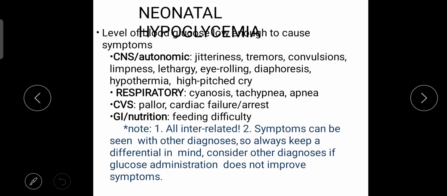Neonatal hypoglycemia means a blood glucose level low enough to cause symptoms. In the central nervous system: jitteriness, tremors, convulsions, limpness, lethargy, eye rolling, diaphoresis, hypothermia, high-pitched cry. In the respiratory system: cyanosis, tachypnea, apnea. In the cardiovascular system: pallor, cardiac failure or arrest. GI system: feeding difficulty. See, these are all interrelated and symptoms can be seen with other diagnoses also. So always keep a differential in mind and consider other diagnoses if glucose administration does not improve the symptoms.